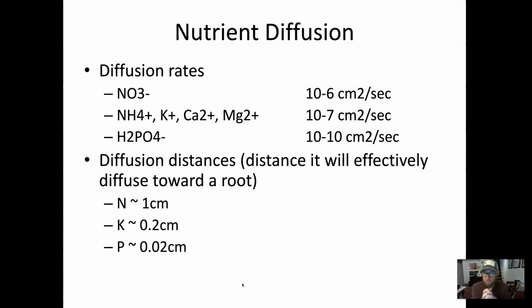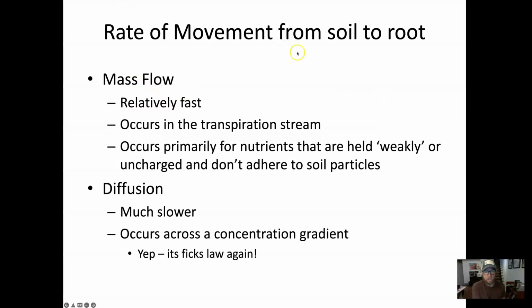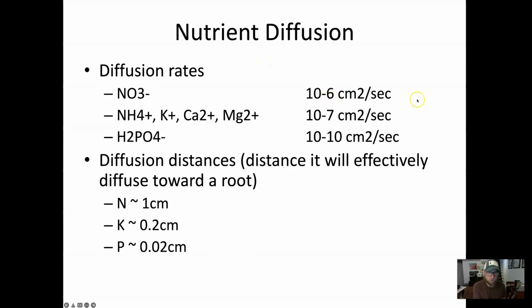I just have a few of them here to highlight a few things. And I didn't do any subscripting or superscripting, so bear with me. But here I've put the relative, or general, diffusion rates for a few ions in the soil that are important. So here again is nitrate. Remember, it's negatively charged, so it's not adhering to the soil particles. So its diffusion rate is relatively fast: 10 to the negative 6 centimeters squared per second. Those are the units for nutrient diffusion. So 0.000006.